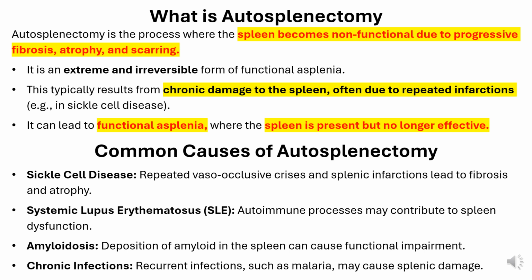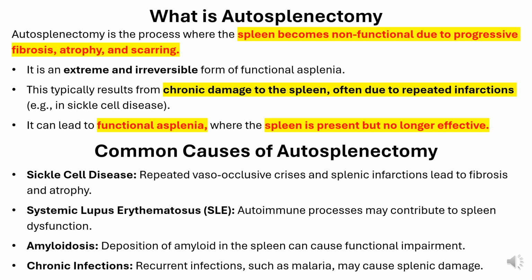What is autosplenectomy? Autosplenectomy is the process where the spleen becomes non-functional due to progressive fibrosis, atrophy, and scarring. This typically results from chronic damage to the spleen, often due to repeated infarctions. It can lead to functional asplenia, where the spleen is present but no longer effective.